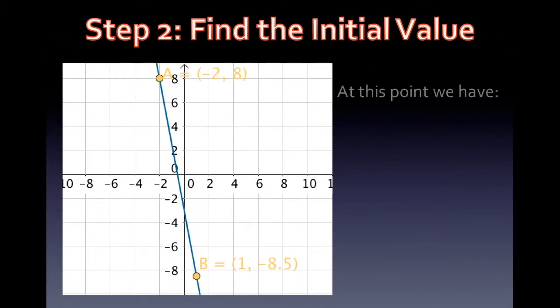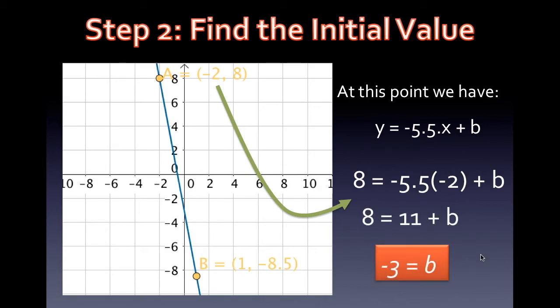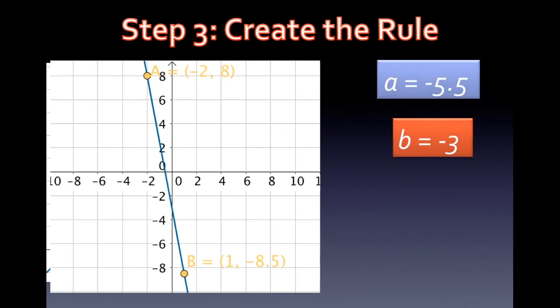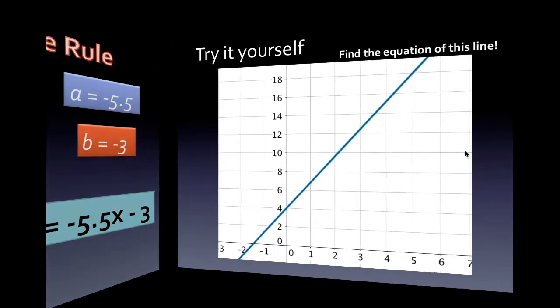So now step 2 is to find the initial value. So at this point, now that we found the slope as -5.5, we have -5.5x plus b. I'm going to use the first point and I'm going to plug it into my rule that I have here with y is 8 and x is negative 2. And when I solve, I get that b is equal to negative 3. So now with all of these, my a and my b, I can easily create my rule by keeping my y and x as is and plugging in my number for a and my number for b.